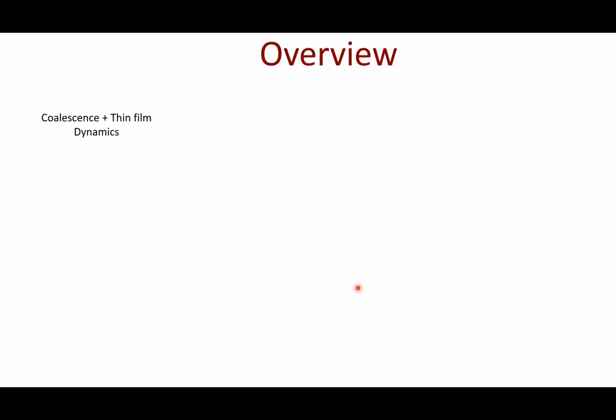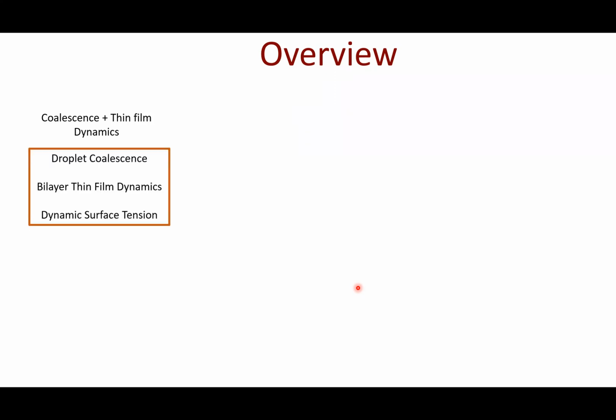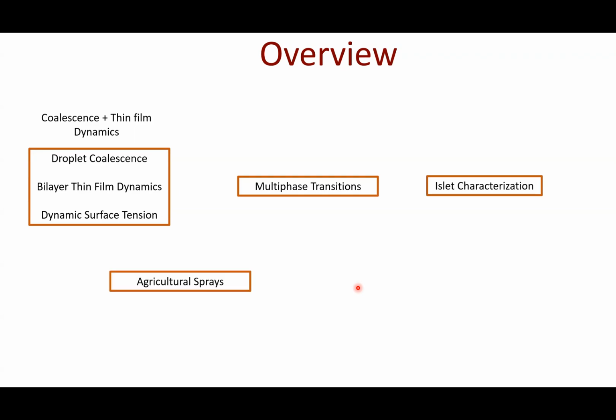The first subcategory of projects that we work in this lab deal with coalescence and thin film dynamics. This consists of several projects, including that of droplet coalescence, bilayer thin film dynamics, and dynamic surface tension. We also work on multiphase transitions, islet characterization, agricultural sprays, and Taylor-Couette flows. Microfluidics is often used as a tool in most of these projects.